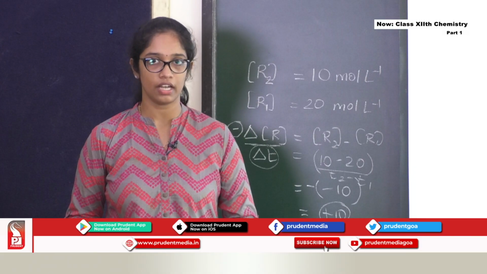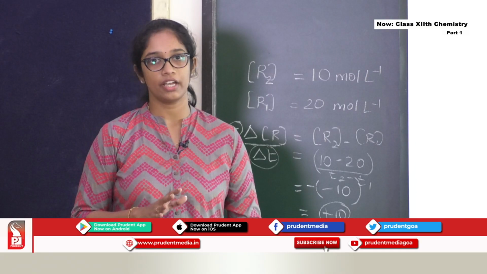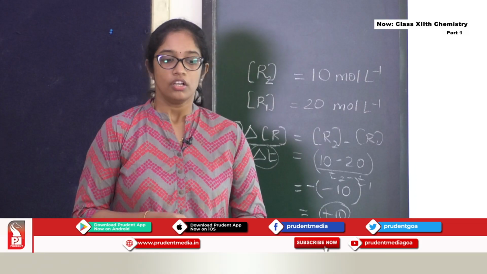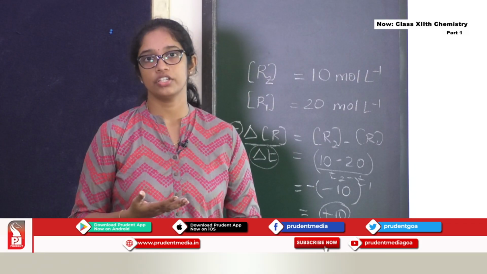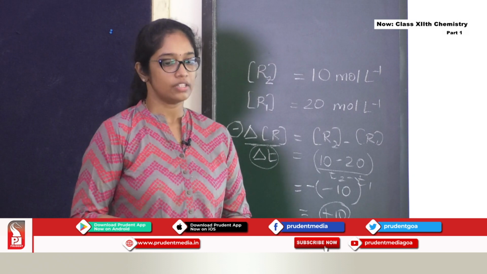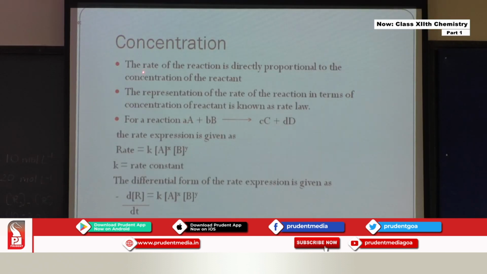Different experiments are carried out for the same reaction, and different amounts of the reactant concentration are taken. So whenever higher concentrations were taken, it was found that the rate of the reaction was faster. So that's why here we can say that the rate of the reaction is directly proportional to the concentration of the reactant. That means greater the concentration of the reactant, faster is going to be the rate of the reaction. Now the representation of the rate of a reaction in terms of the reactant is known as rate law.